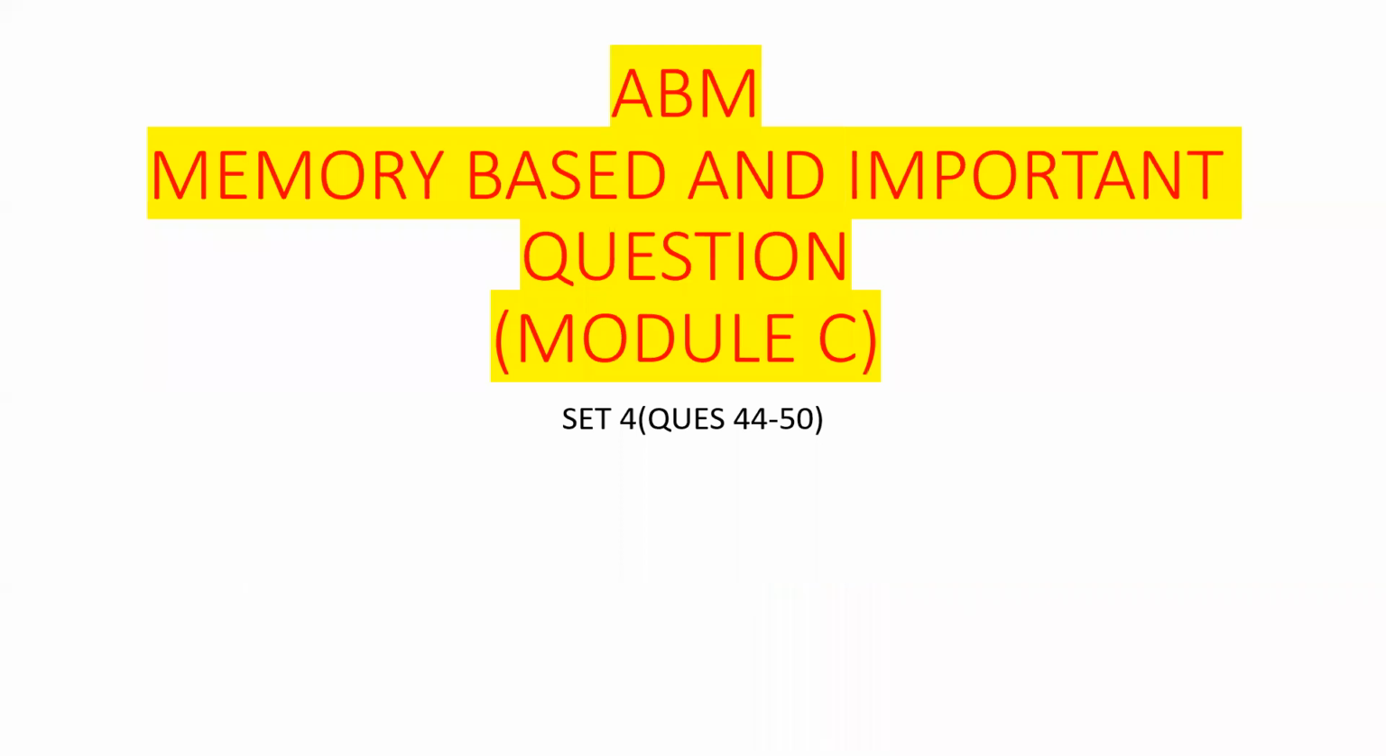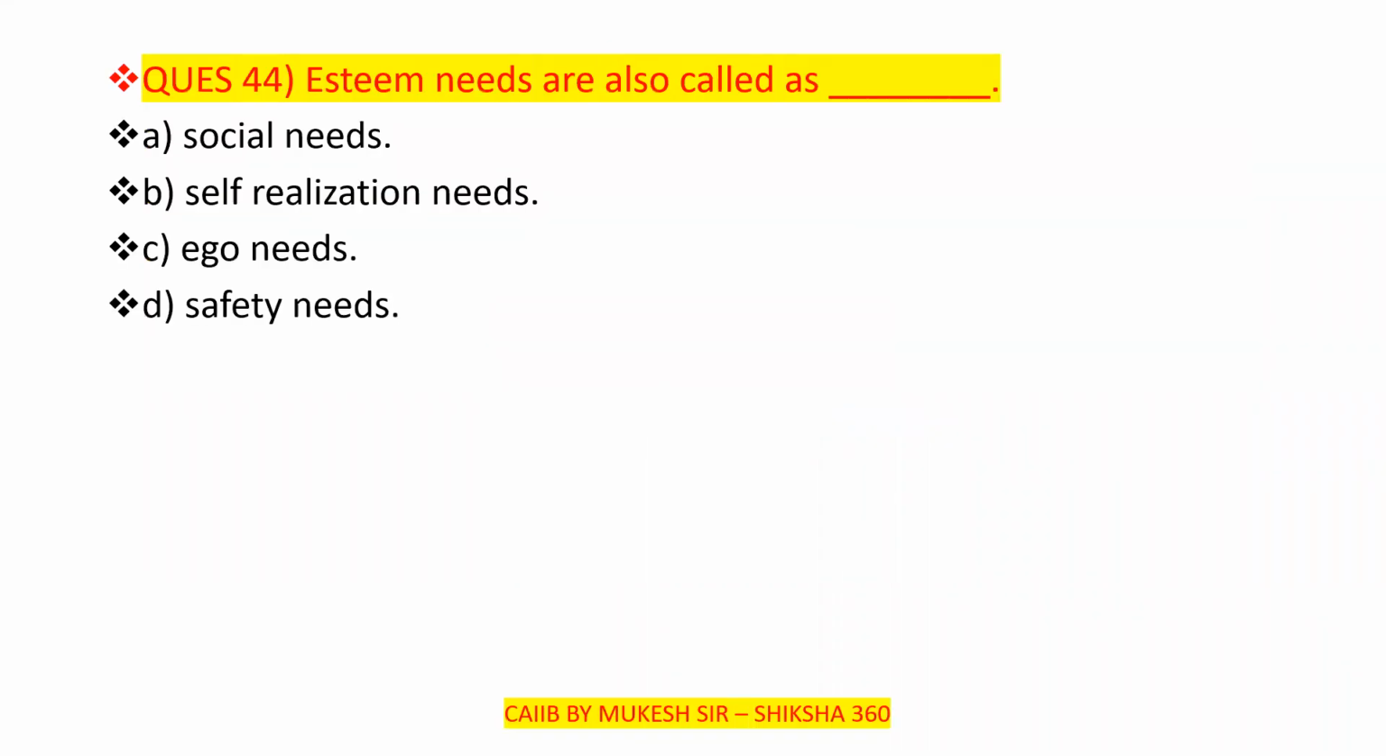Important questions basically on module C. Today this is set number 5, and we will start from question number 44 and try to cover up to 55 or 60. Clear? Let's start side by side. We will also discuss the important points regarding that, so that we are able to understand all these things. So let's move towards the first question of today's discussion.